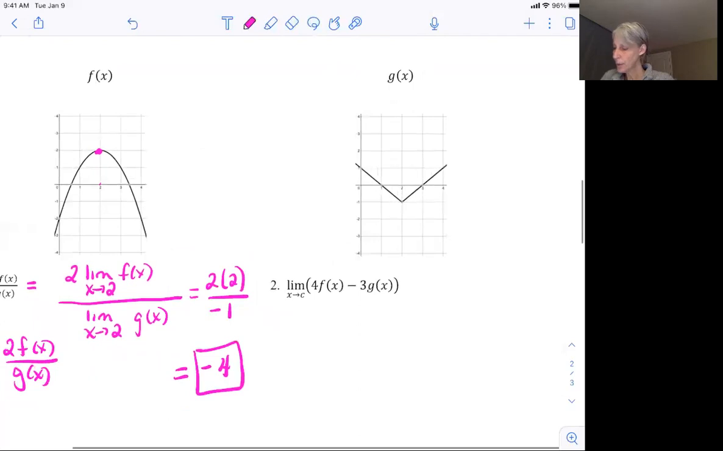In our next example, again, we're going to use 2. I'm just going to rewrite this problem.